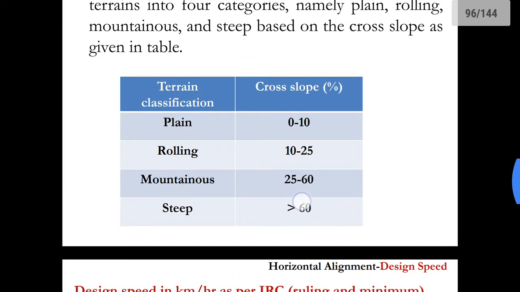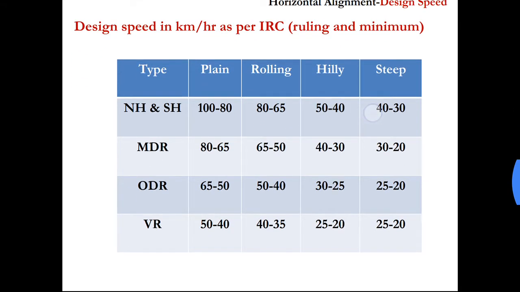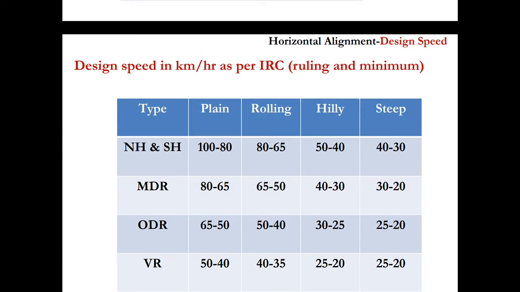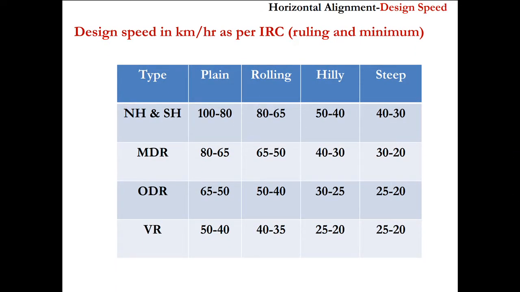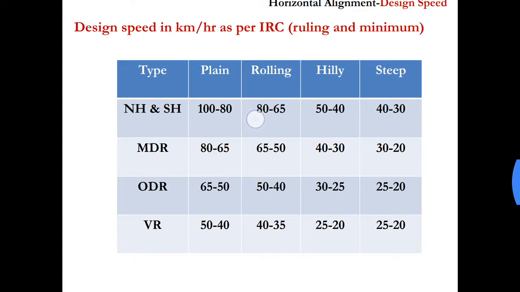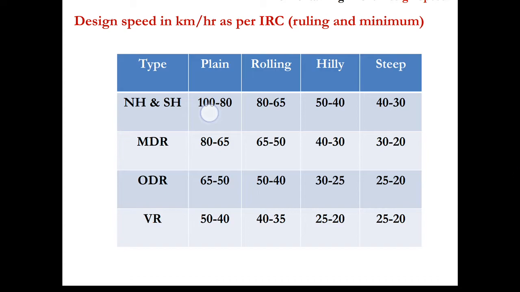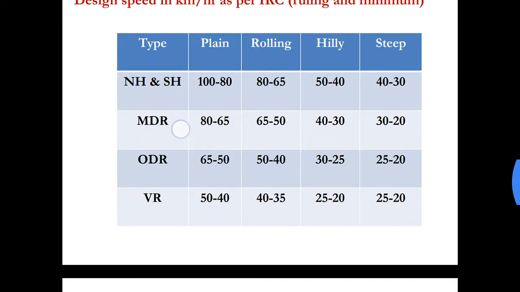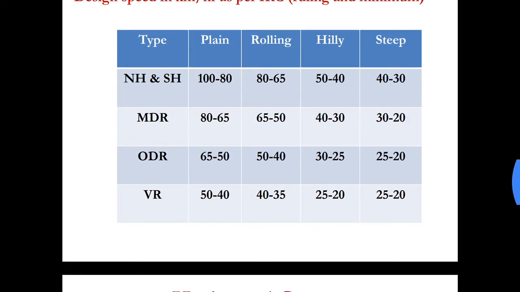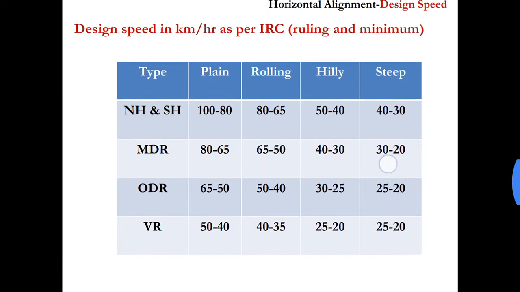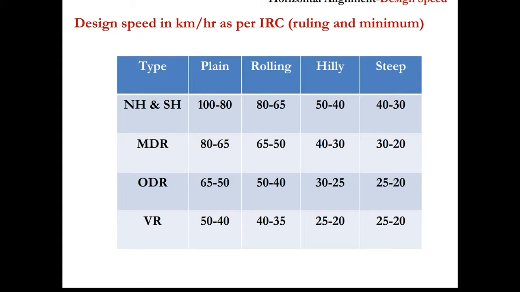Now, based on these terrains and based on the type of road, IRC provides standard design speed values. So for NH and SH, for plain terrain the ruling design speed would be 100 kmph and the minimum design speed 80 kmph. Similarly for MDR with different terrains, for ODR with different terrains, and for village roads. These standards have been specified by IRC.